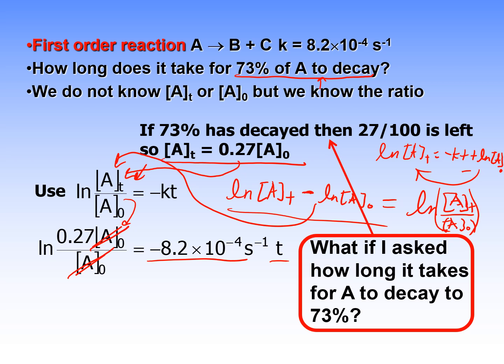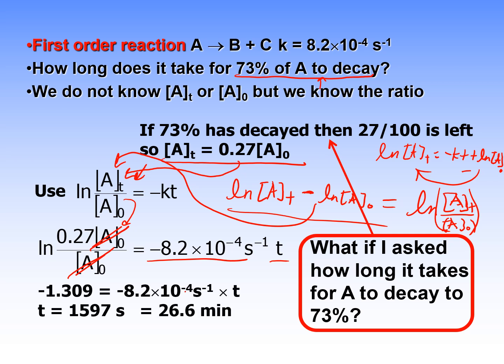All right? And so what I get is natural log of 0.27 is equal to negative 8.2 times 10 to the negative 4 times t. And I can solve for t just by dividing over and plugging into my calculator, which gives me this. Now, because my k value is in seconds, I'm going to get this number initially.